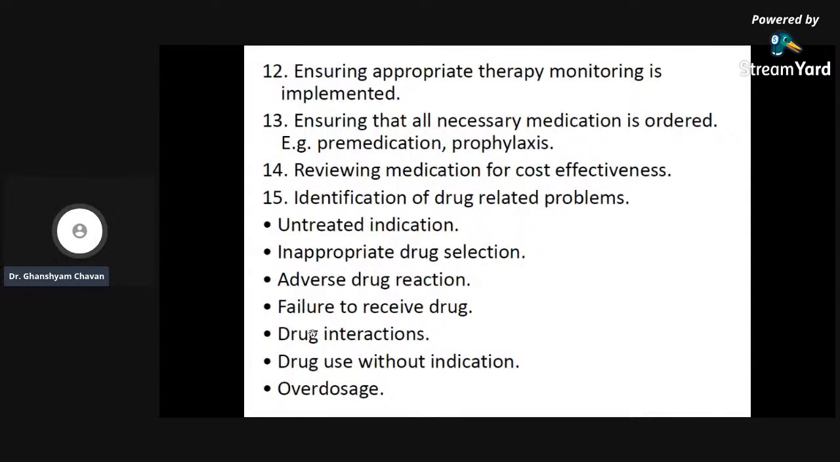Next is drug interactions. It is also one of the issues. Drug interaction will occur when you are giving multiple drugs without considering their drug interaction with each other. So they will produce drug interactions. Next is drug use without indications. If a drug has been advised that you should take it on an empty stomach, don't take it with food. If a drug is advised to be taken in the morning, don't take it at night. So you should take that drug with proper indication.